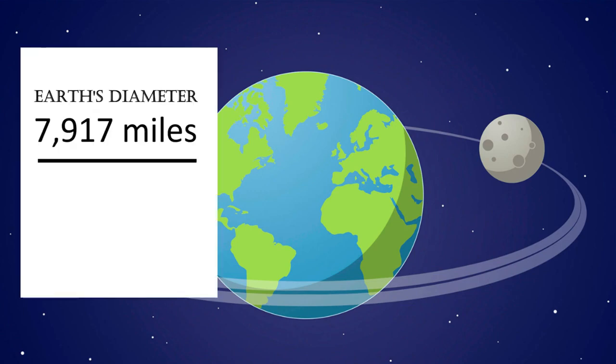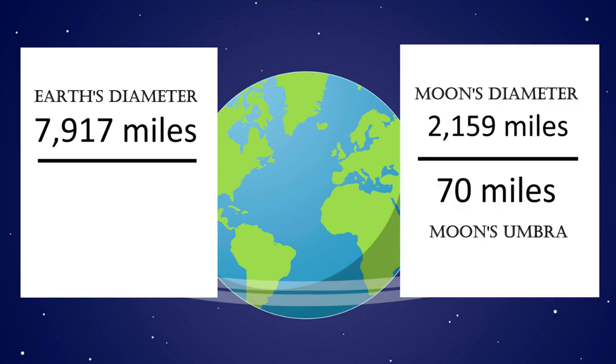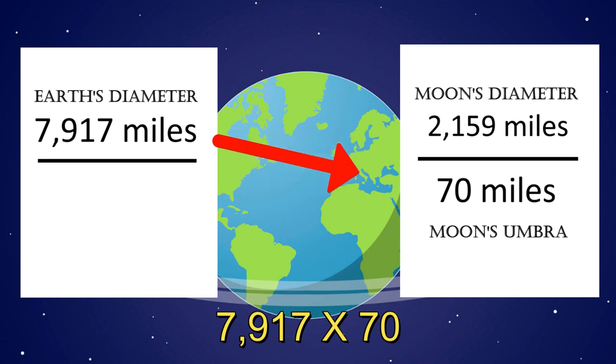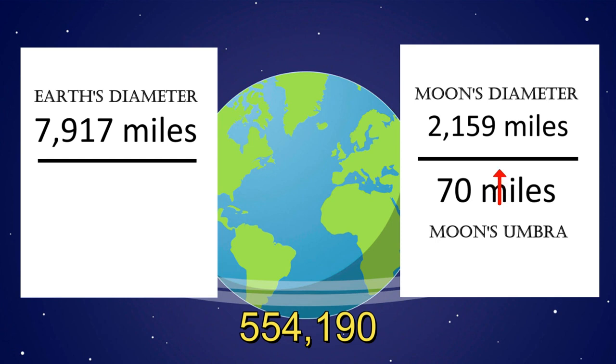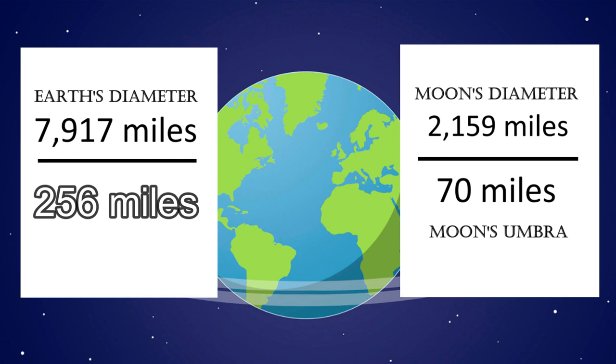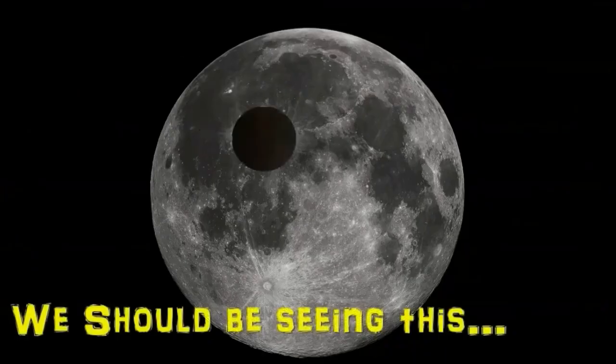So if the Earth's diameter is 7,917 miles, and it is proportionate with the moon, how big should the Earth's umbral shadow be when it hits the moon? We take 7,917 and times it by 70, and next we divide that by 2,159. That gives us a total of about 256 miles. But please notice how that is significantly smaller than the size of the moon. If the Earth's umbral shadow was that small, this is what we should be seeing.